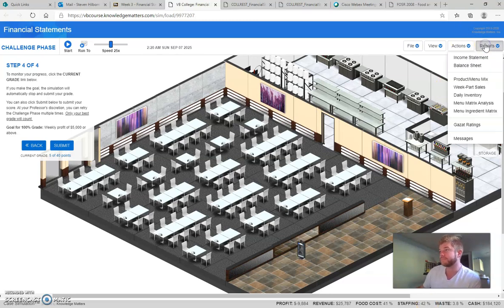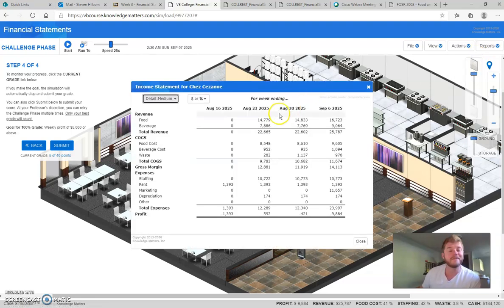But let's take a look. If you go to reports and you pull up income statement, this is what you'll be looking at if you are running any business or in a management position, every week. And you've got to know what this means.